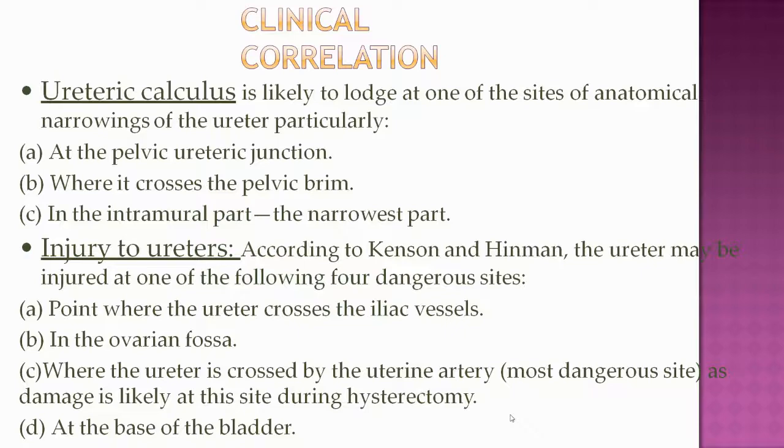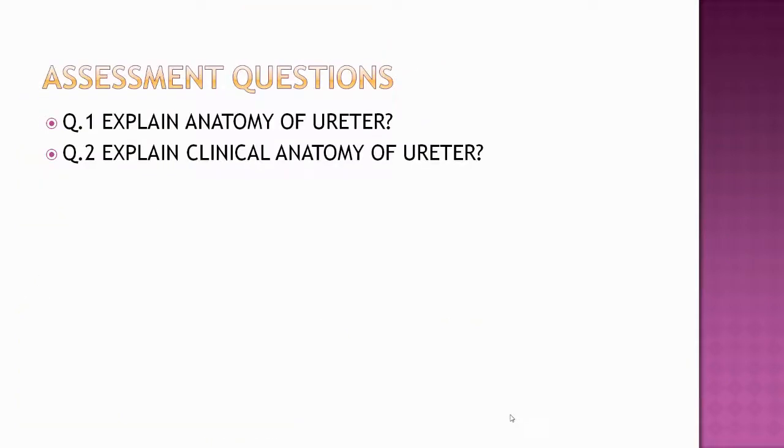According to Kansan and Hinman, the ureter may be injured at one of the following four dangerous sites: the point where the ureter crosses the iliac vessels, in the ovarian fossa, where the ureter is crossed by the uterine artery, as damage is likely at this site during hysterectomy, and at the base of the bladder.